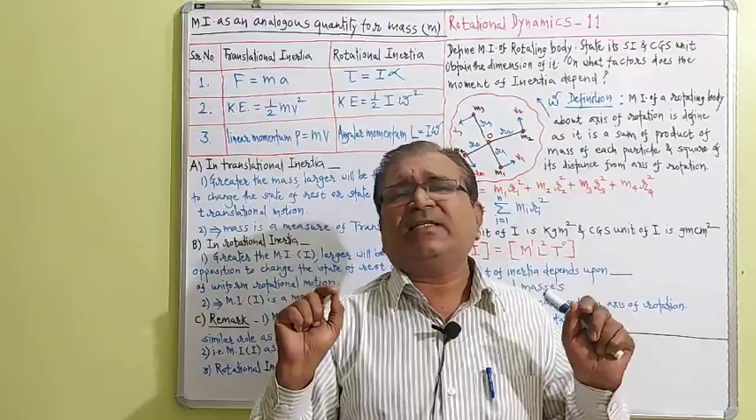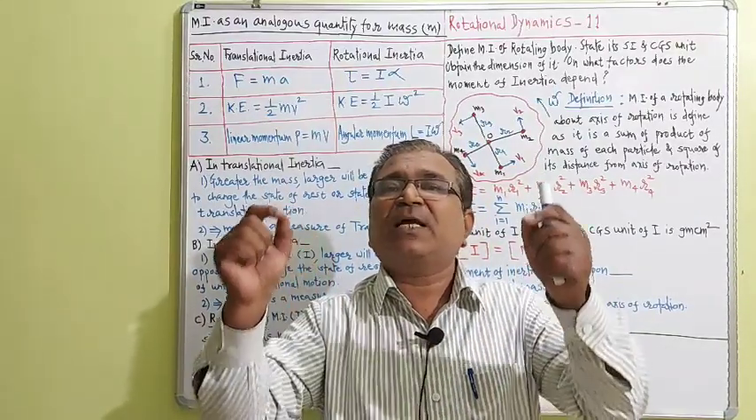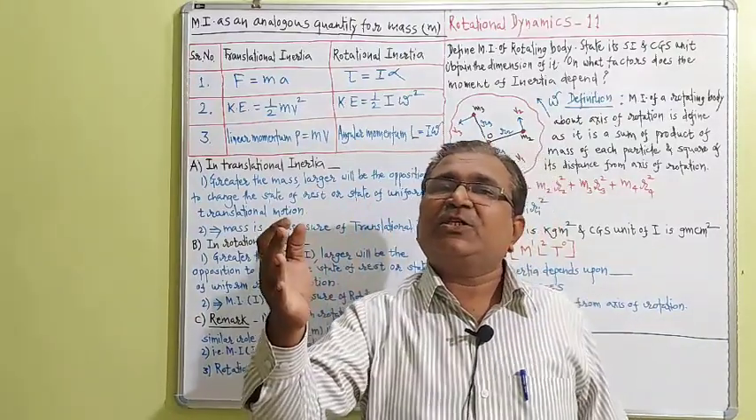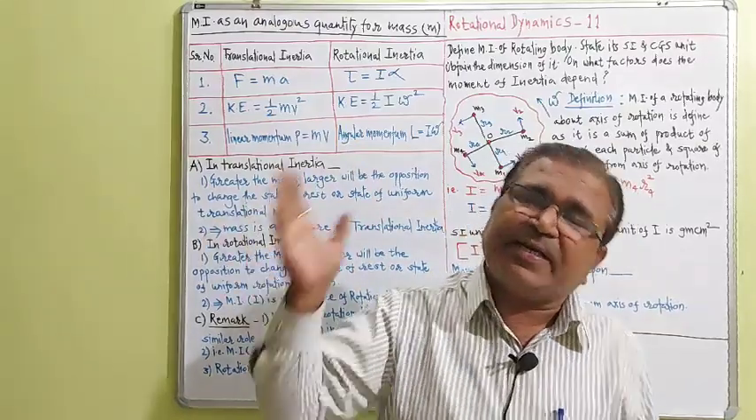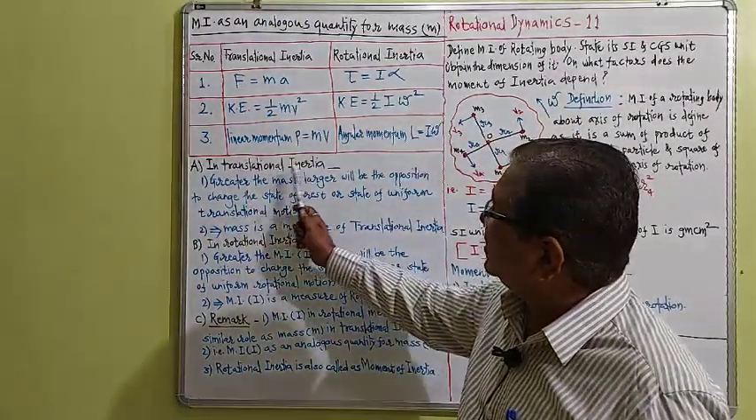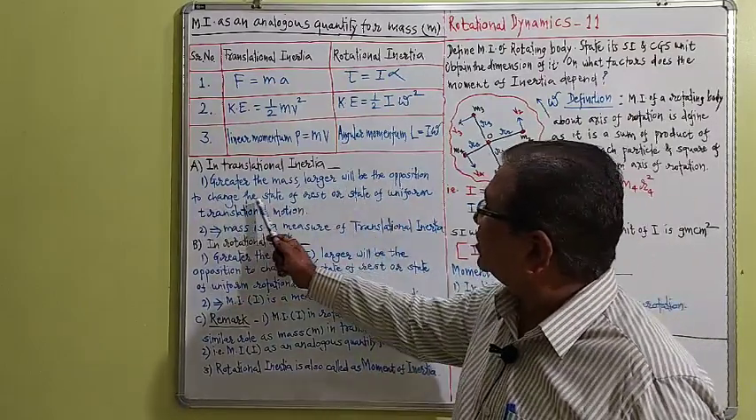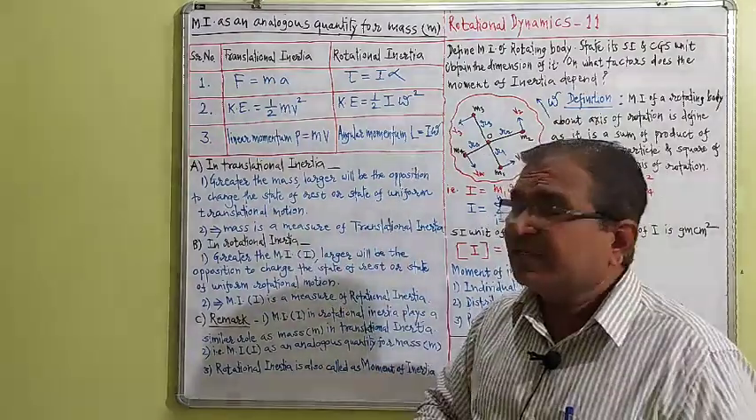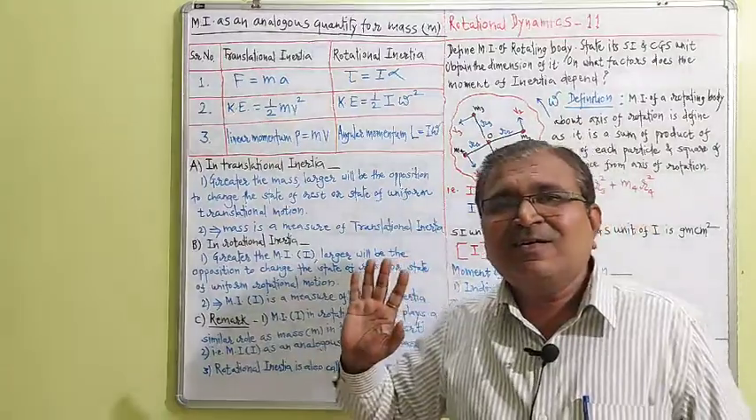It clearly indicates that mass is a measure of translational inertia. Mass is a measure of translational inertia. All that I have already written on the board. See here. In translational inertia, greater the mass, larger will be the opposition to change the state of rest or state of uniform translational motion, implies that mass is a measure of translational inertia.